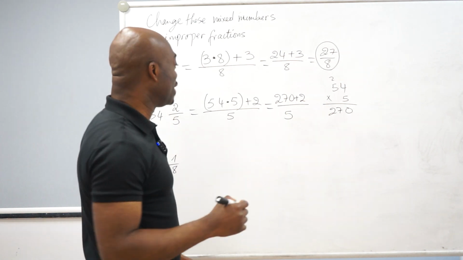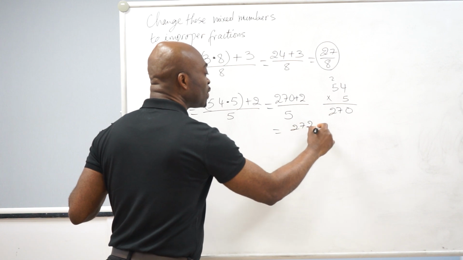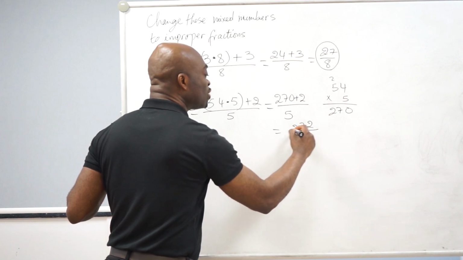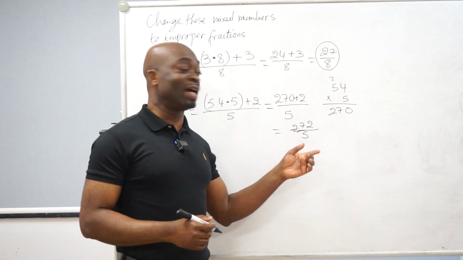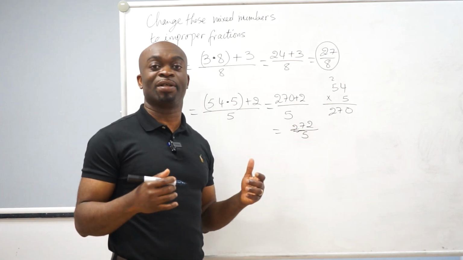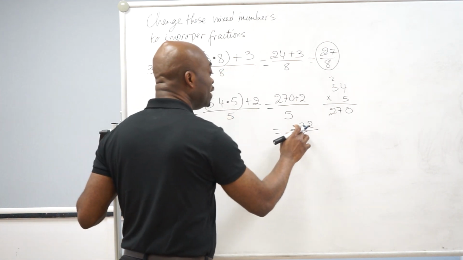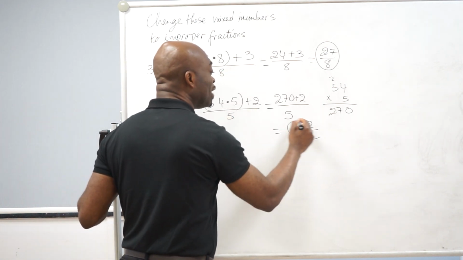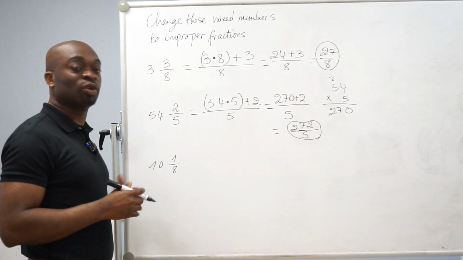Okay, and then that will give us what? That will give us 272 over 5. And then the next question is, is there any number that can go into 5 and can go into 272 at the same time? Can we have that? Now in this case, evenly, okay, evenly. So we wouldn't have that, so this would be your final answer, 272 over 5.